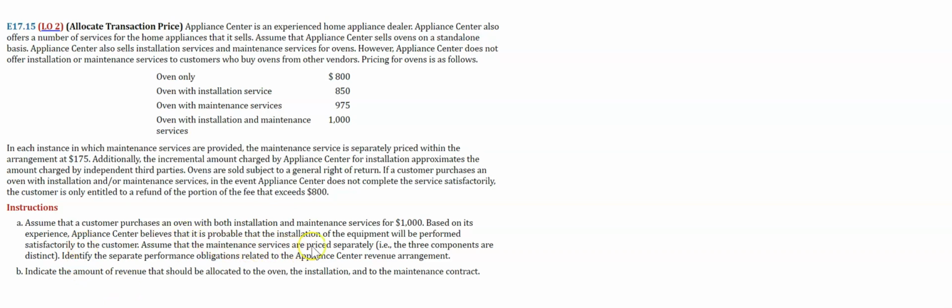Now they know that the services will be performed satisfactorily, and we have to figure out how many performance obligations there are. We have to identify the separate performance obligations, and the total transaction price is $1,000, which we have to allocate to three components. Here the oven we can identify as $800, and with that they have installation and maintenance. Although Appliance Center does not provide any installation or maintenance services to customers who buy ovens from other vendors, if you look at these scenarios, all three are separate performance obligations. So here, basically, you have three separate performance obligations.